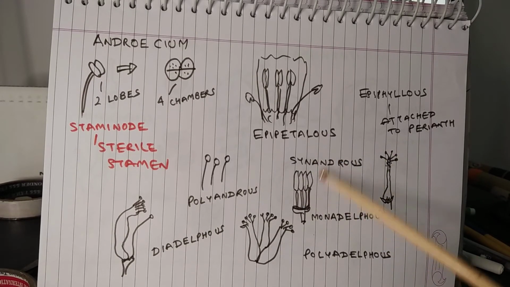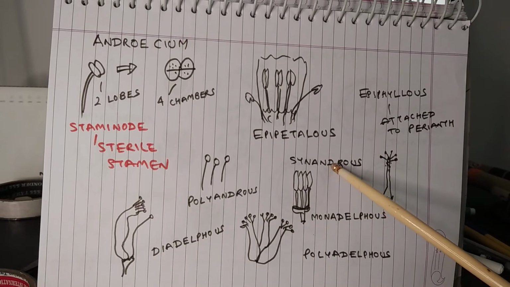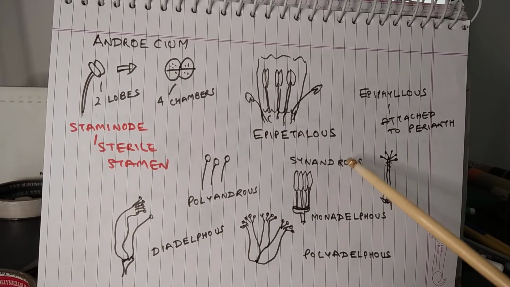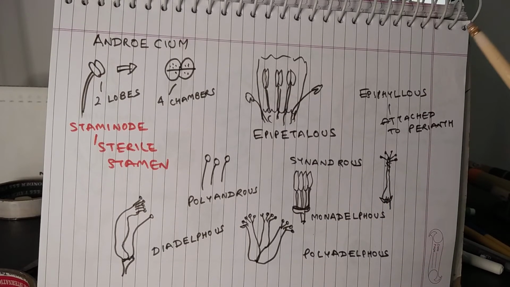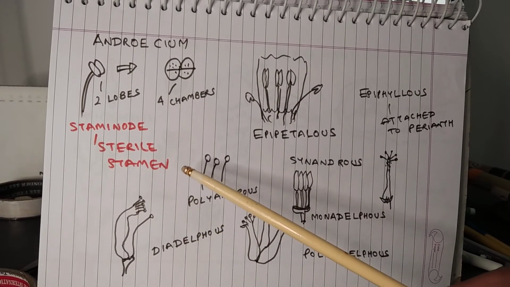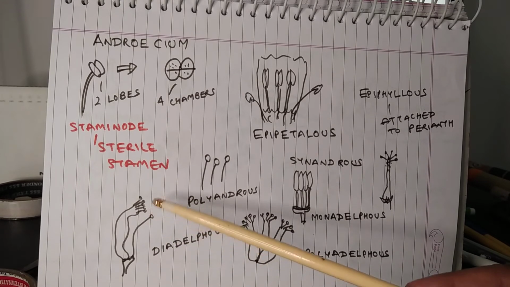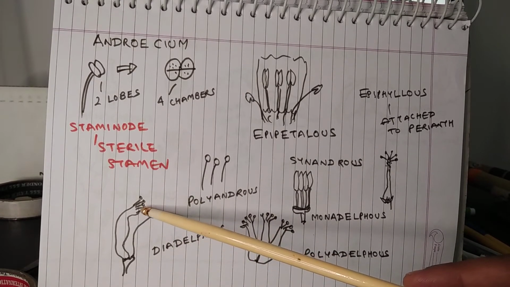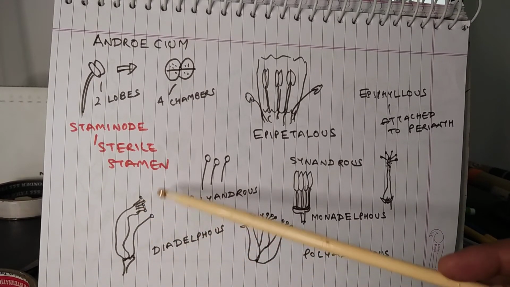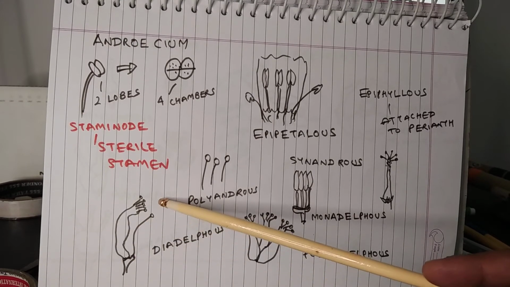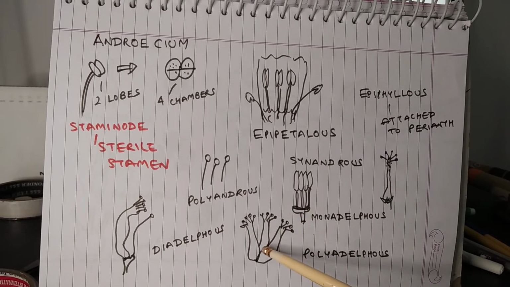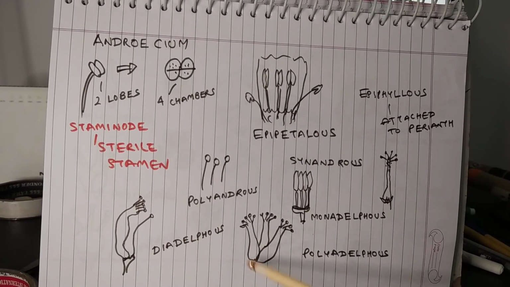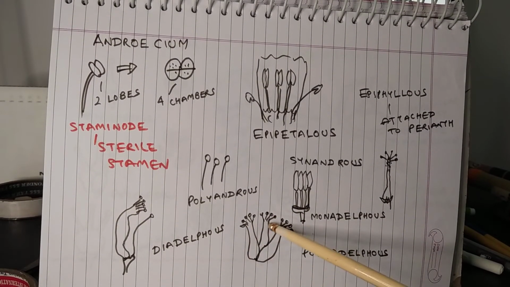When all the stamens form a single group in the flower, the condition is called monoadelphous, for example in China rose and in some other flowers. When the stamens form 2 groups, so usually there is a group of more than 1 stamen, and there is another group of a single stamen, this condition is called diadelphous. When there are more than 2 groups of stamens, then the condition is called polyadelphous.